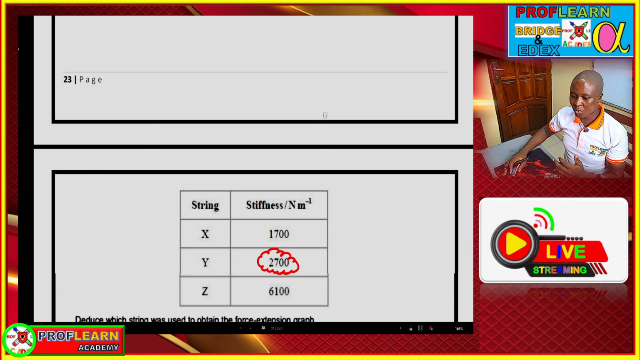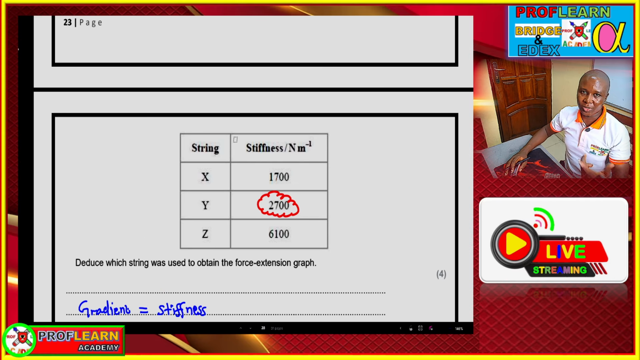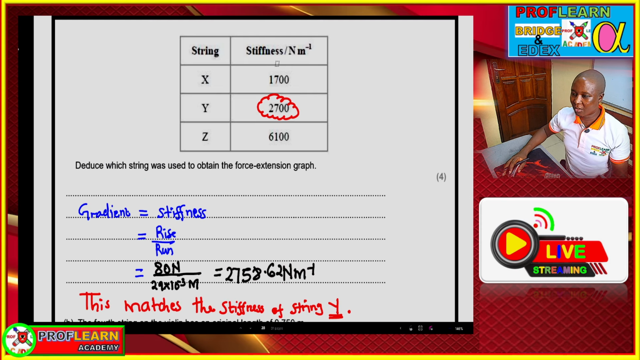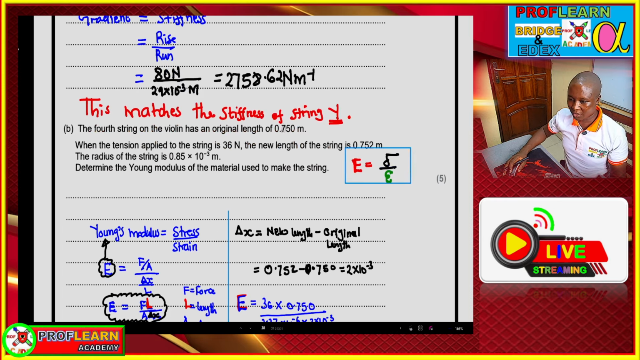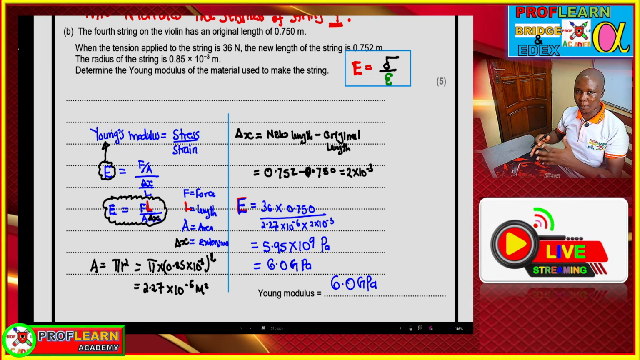So if they are asking you to deduce which string was used, basically every material has got its own spring constant, or stiffness. So then we are supposed to work out the gradient here and check which one it corresponds to. Another concept that you must take quite seriously is the calculation of Young's modulus, whereby we understand that Young's modulus is equal to stress over strain. Because you are stressed for these coming exams, then you are straining to prepare for the exam.